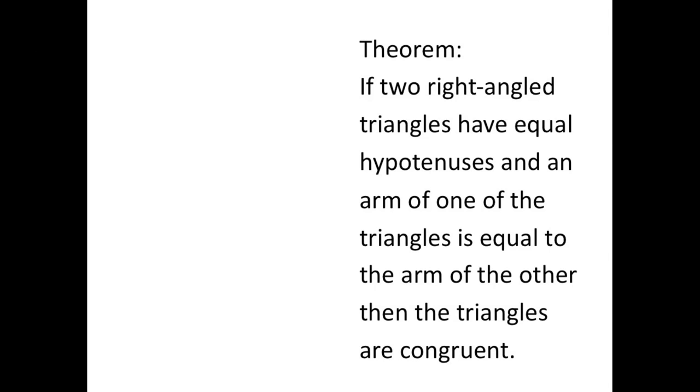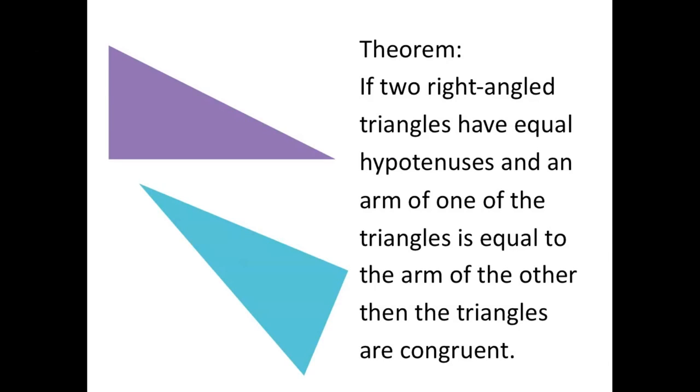This theorem is about the congruence of right-angled triangles, and it states that if two right-angled triangles have equal hypotenuses and the arm of one of the triangles is equal to the arm of the other, then the two triangles are congruent. So what this means is that we have these two right-angled triangles, and we know that their hypotenuses are equal, plus we know that one of their sides are also equal.